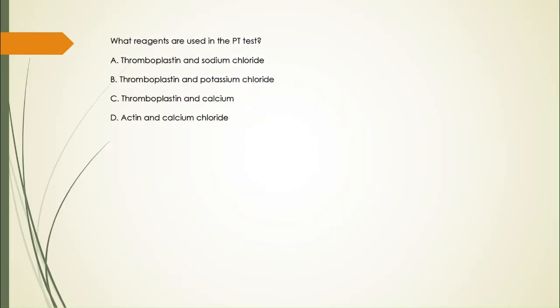What reagents are used in the PT test? A. Thromboplastin and sodium chloride. B. Thromboplastin and potassium chloride. C. Thromboplastin and calcium. D. Actin and calcium chloride.